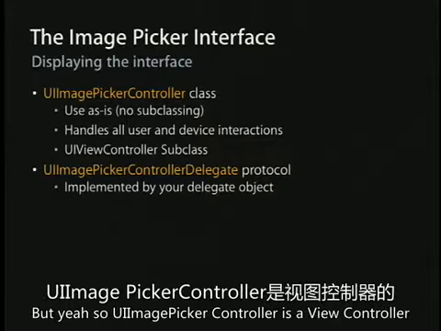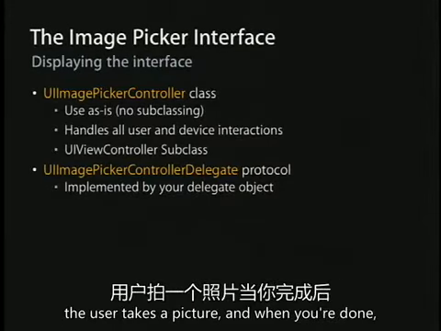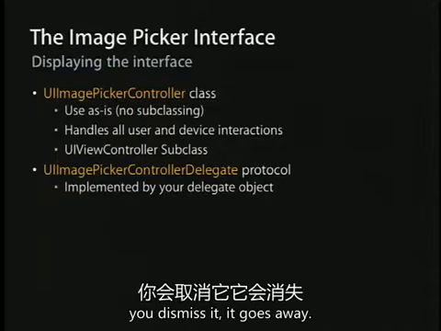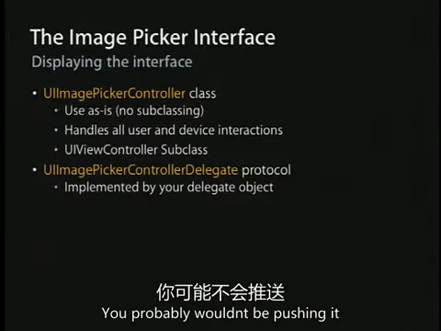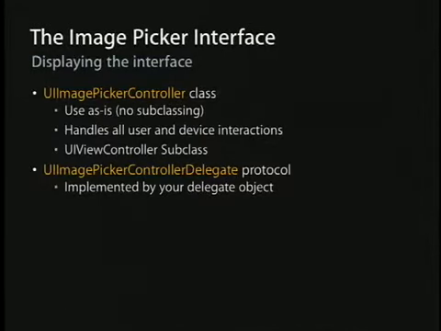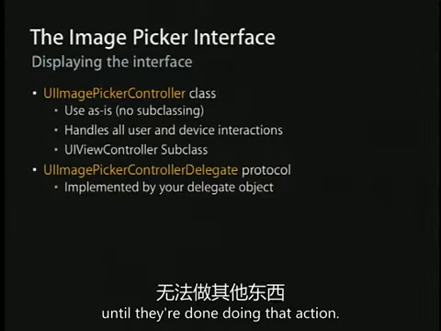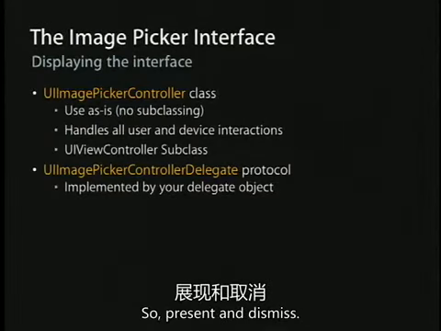But yeah, so UIImagePickerController is a view controller subclass, so you present it modally. The user takes a picture, and when you're done, you dismiss it. It goes away. You probably wouldn't be pushing it on your own navigation hierarchy because it's a modal thing. You want the user to do some action, and they can't really do anything else until they're done doing that action. So yeah, present and dismiss.